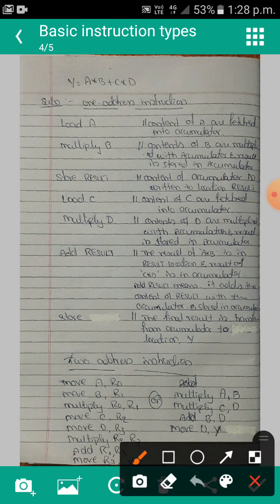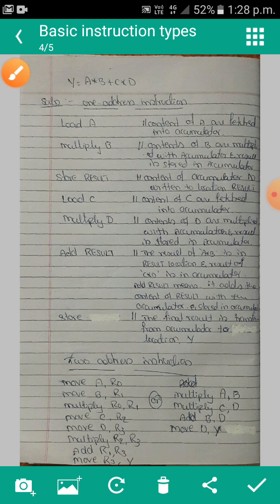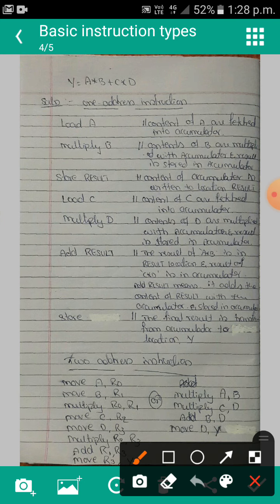In two address instruction, we move that to a register. Some machines support content being directly transferred from the memory location, and some machines support registers. I am mentioning both types here. So first we transfer the value of A to the R0 register, and then the value of B to the R1 register, then multiply R0 and R1. The A value is present in R0 and the B value is present in R1. After multiplying R0 and R1, the final result is stored in R1.